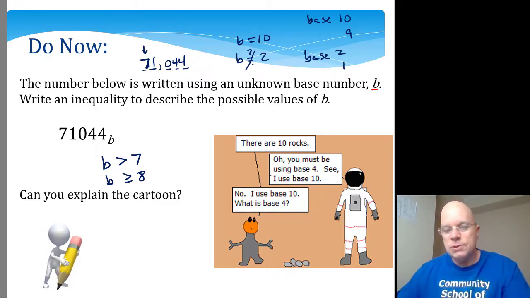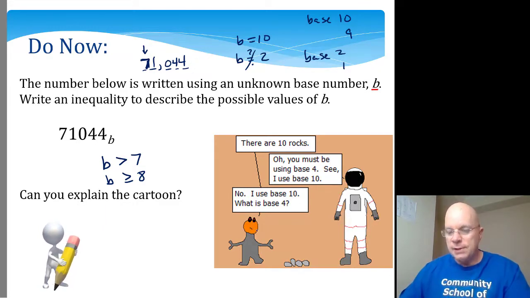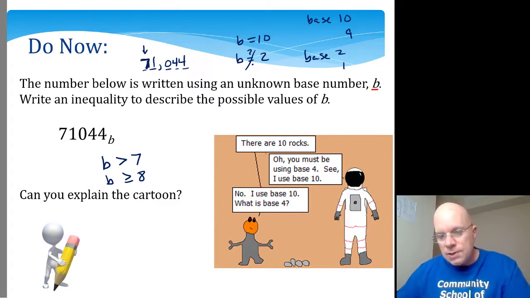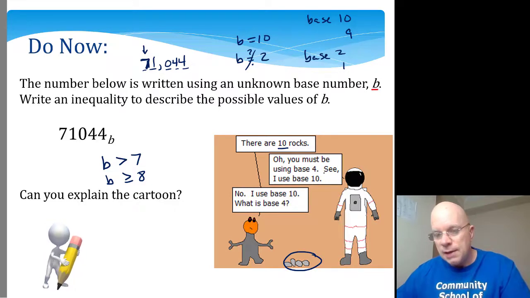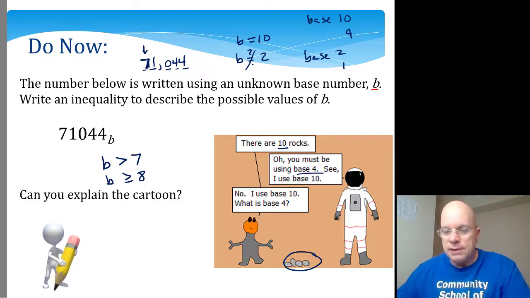And then when you look at the cartoon, this idea of what the base number could be is reflected in this cartoon. Because the alien says there are what looks to us like 10 rocks. But there are 4 rocks. And so the astronaut realizes that the alien must be working in base 4, and he says to the alien, I use base 10.